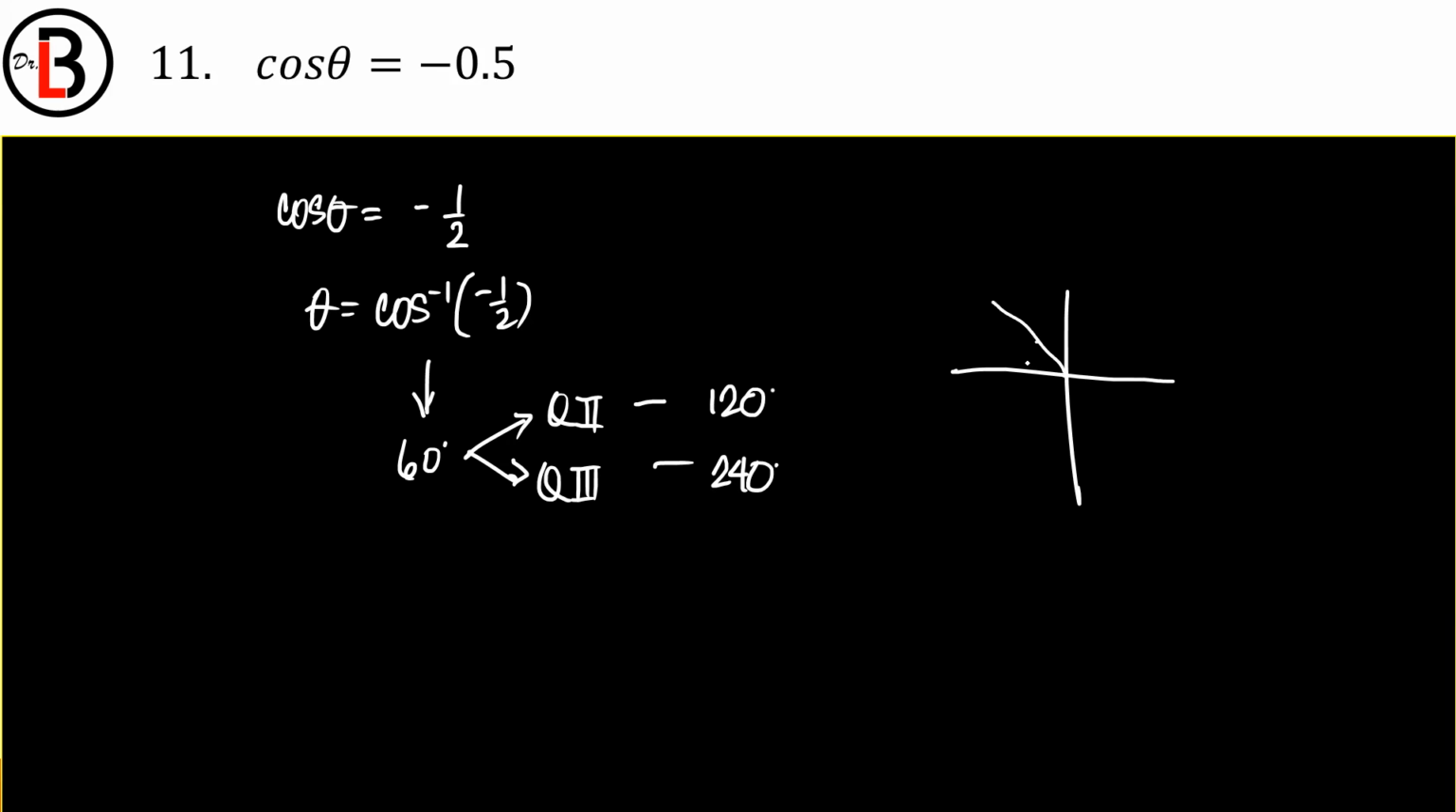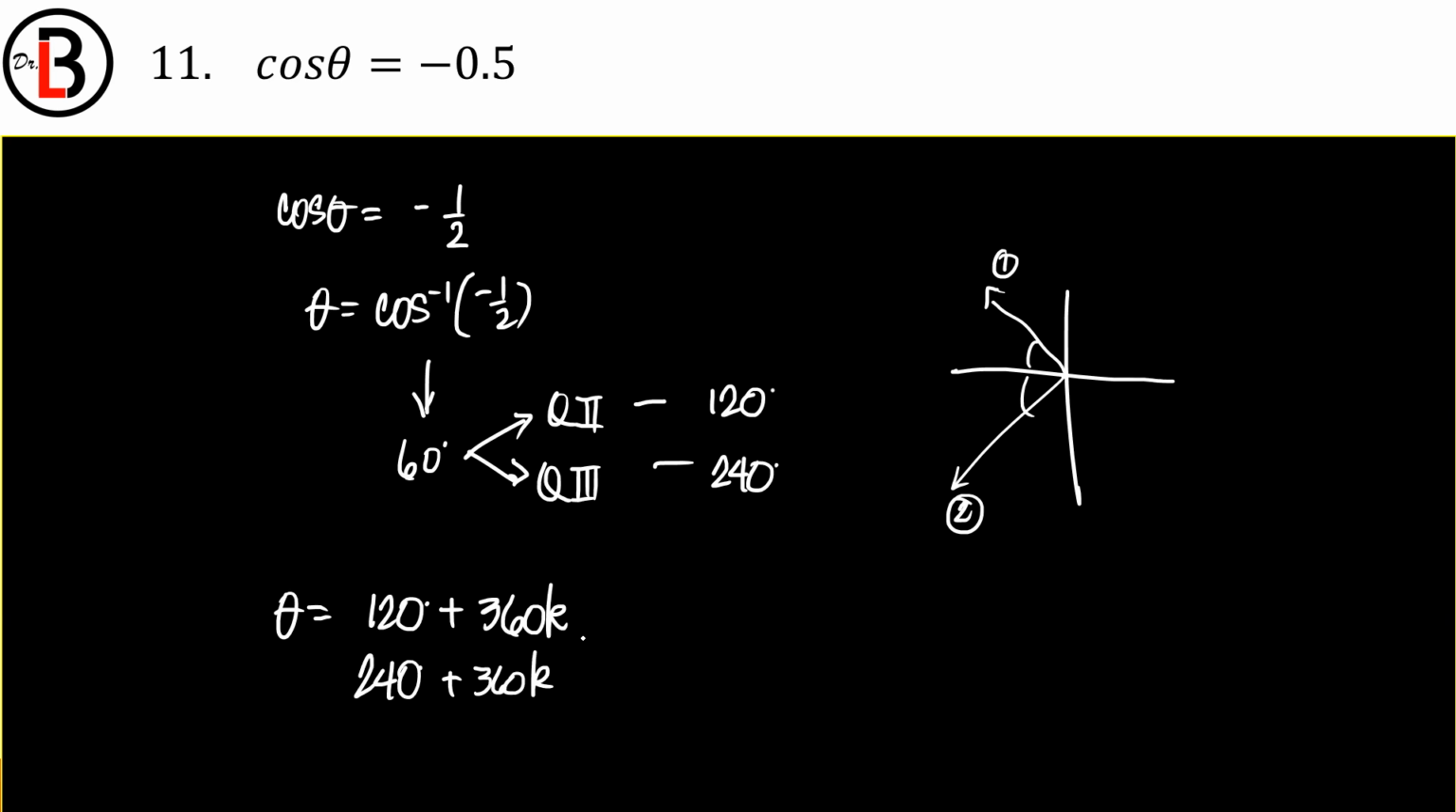So for example, this is 120, 120 plus all its revolutions, and then the other one is 240. So this is your answer number 1. This is your answer number 2. So I can say that theta is 120 plus 360k and 240 plus 360k. So this would be my answer.